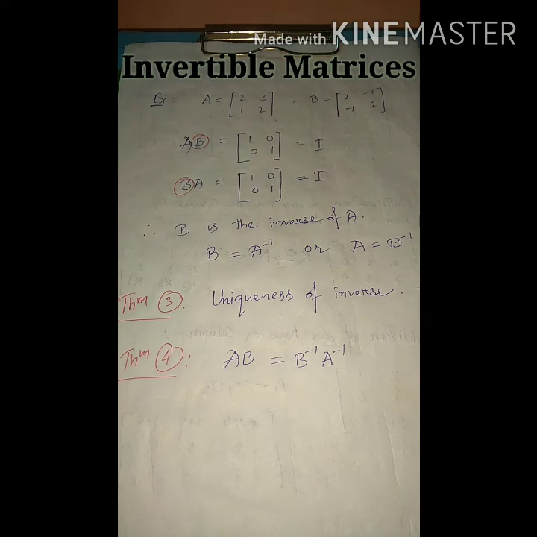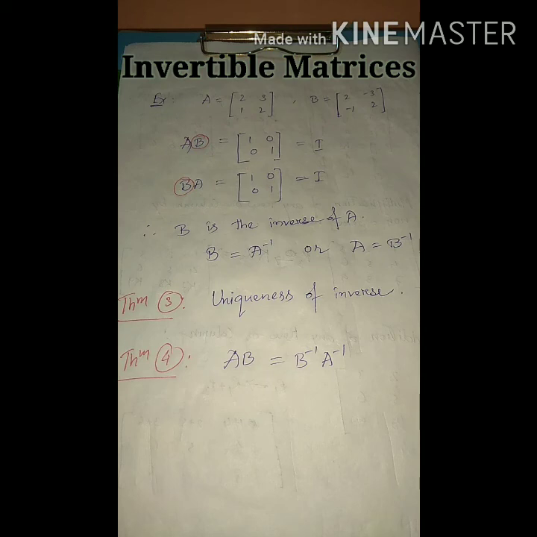Is it clear? Inverse matrix or invertible matrices. When we multiply two matrices, and if the result is identity, then for one matrix the other one is the inverse, or we can say invertible, which we represent by B equal to A inverse or A equal to B inverse. Is it clear?